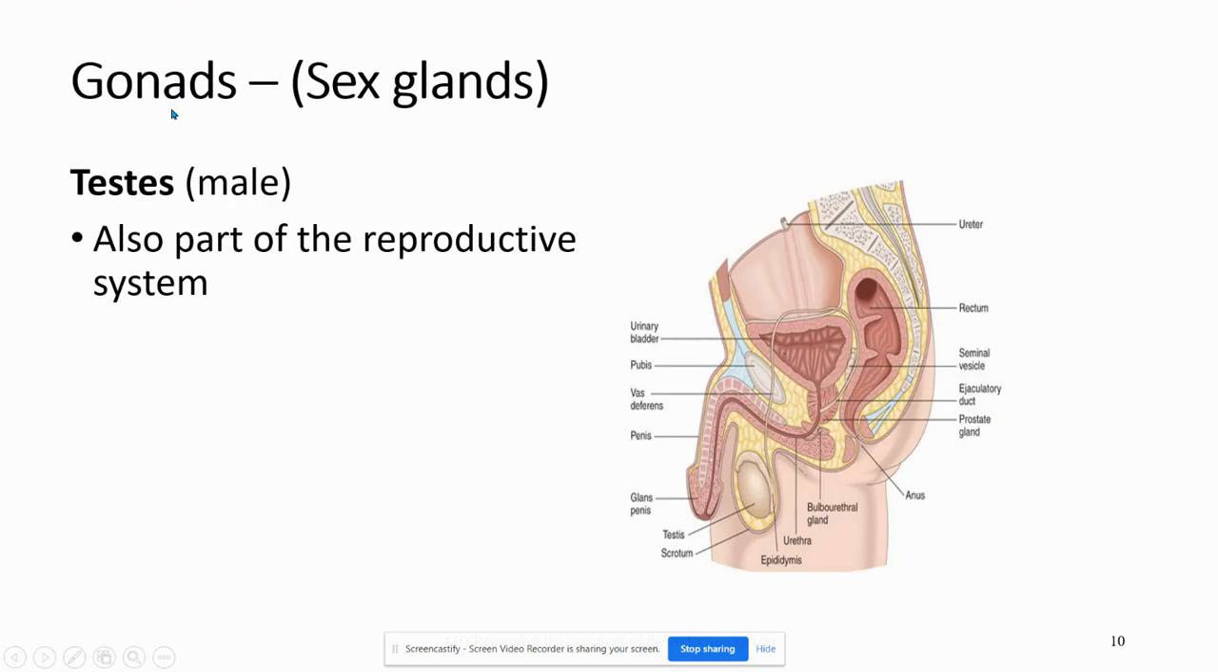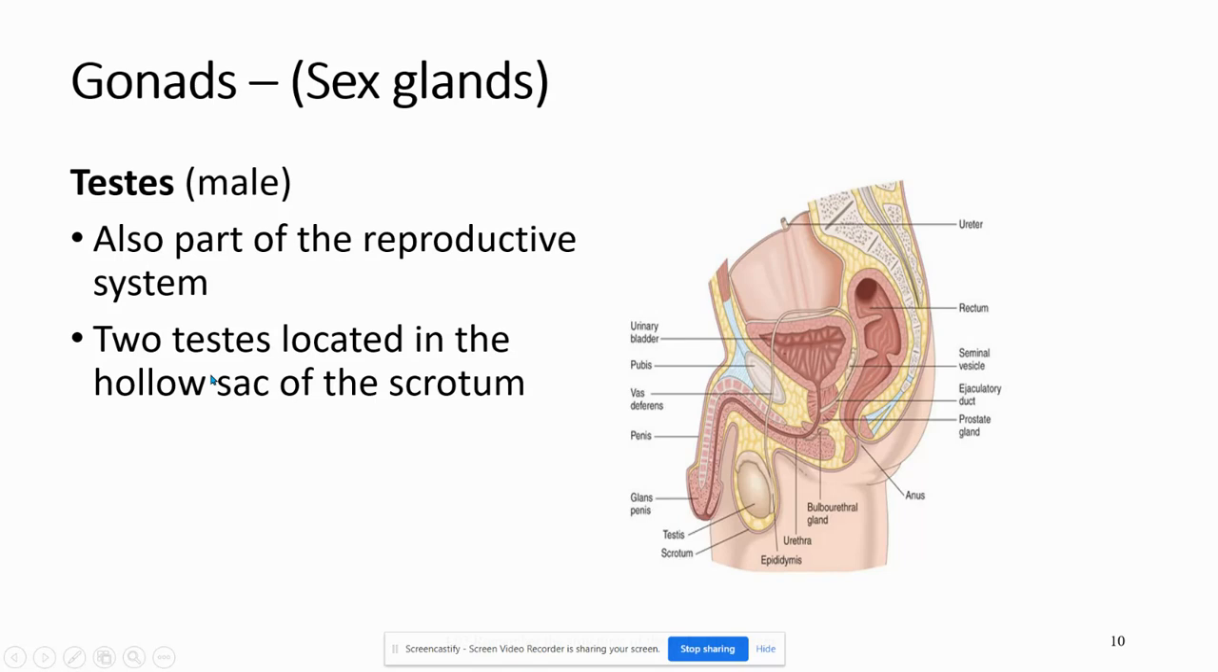Gonads. Everyone, go ahead, giggle. Everyone thinks gonad is like a slang term. No, it's a very medical term. It's any sex gland. So you have male gonads, which are the testes, but you also, we'll see on the next slide, have female gonads, which will be the ovaries. So these are also going to be part of the reproductive system. So we'll wait and talk about them a lot in the reproductive system, which is the next system we'll do.